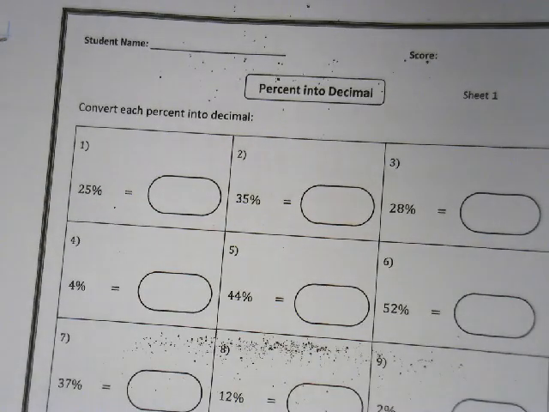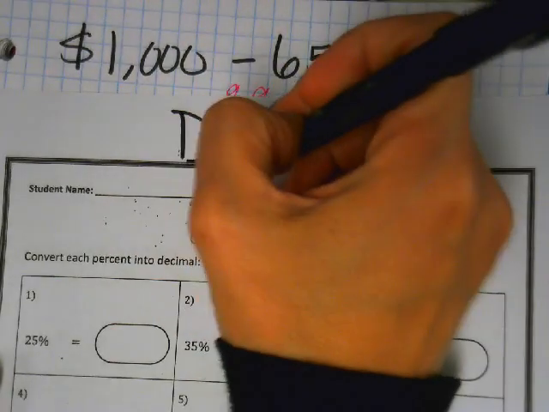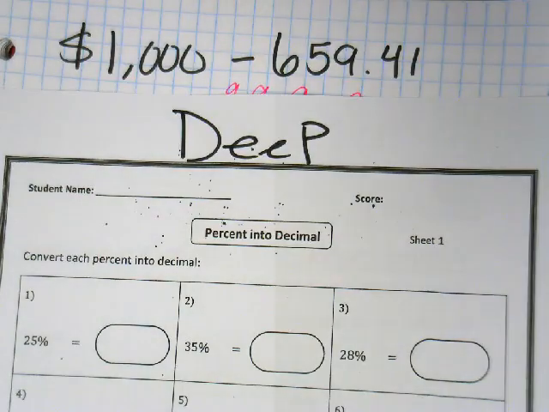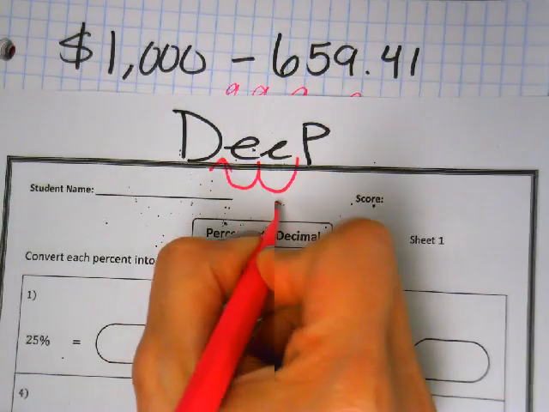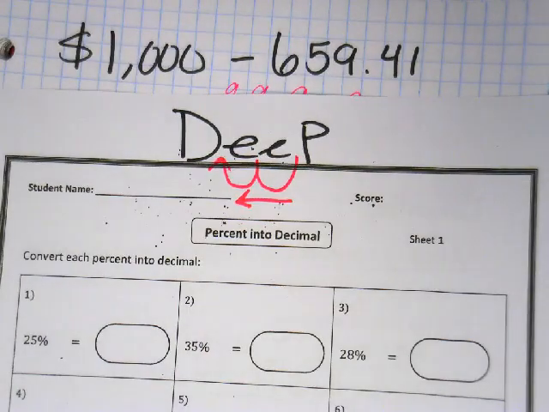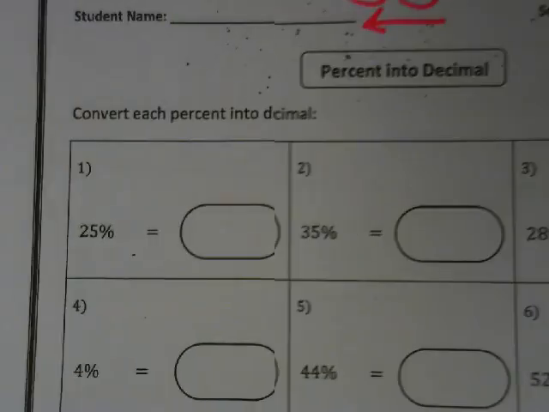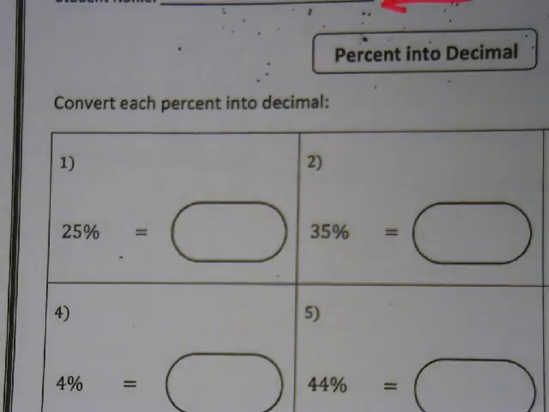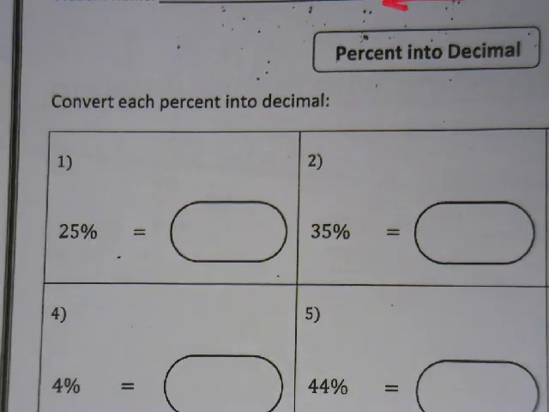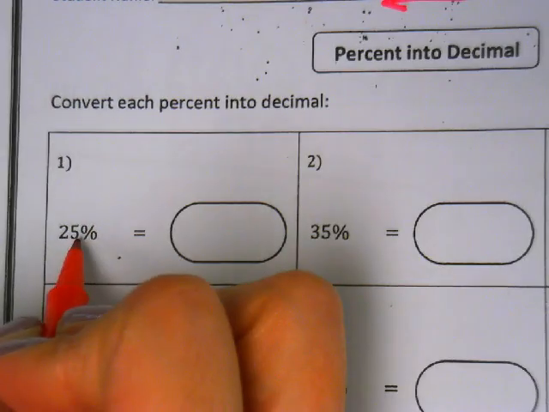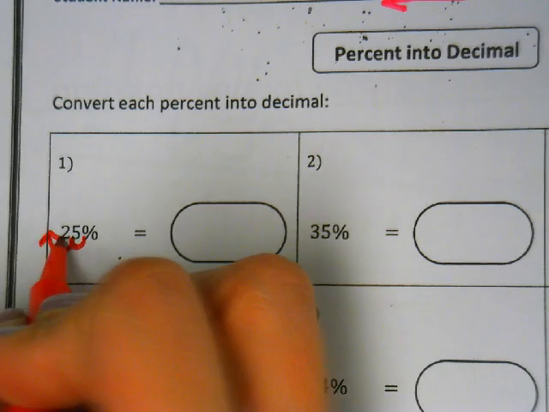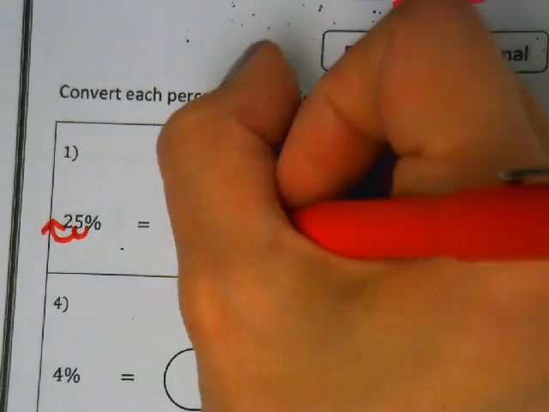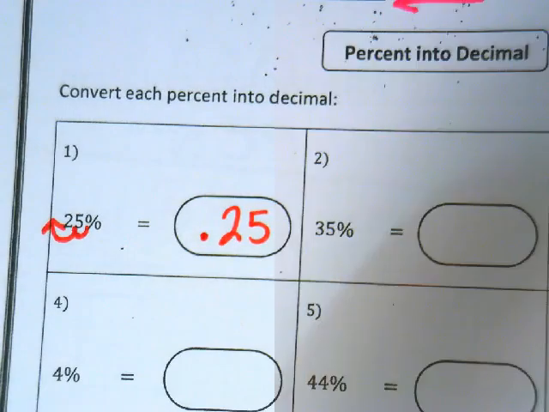So, for the first side, should take you about 30 seconds. Remember the word deep. We're going to move the decimal 2 times to the front. 25%. We have the decimal in the back, so we're going to move it to the front. 1, 2. So in the circle, I'm looking for an answer of 0.25.